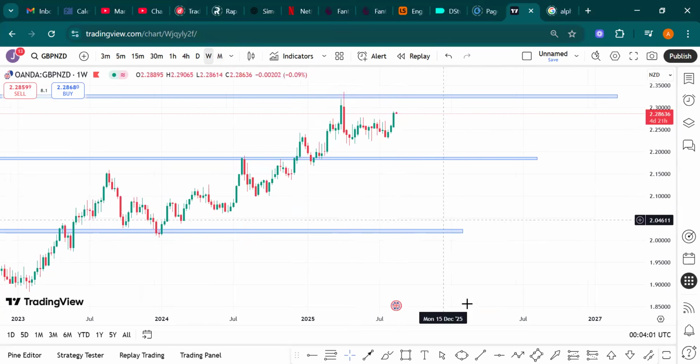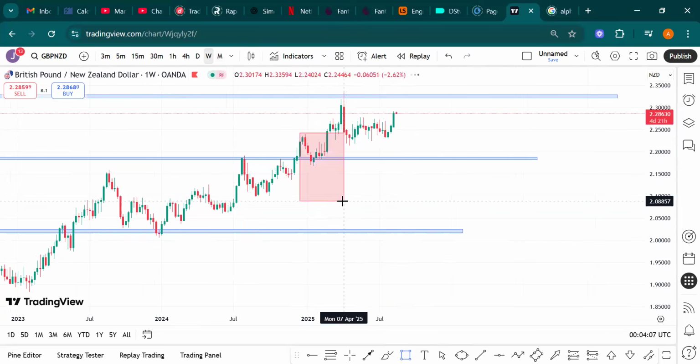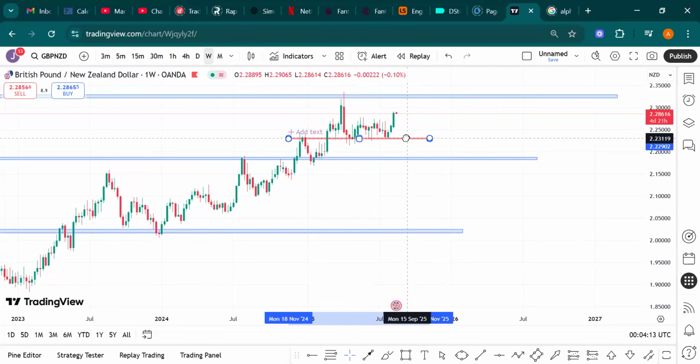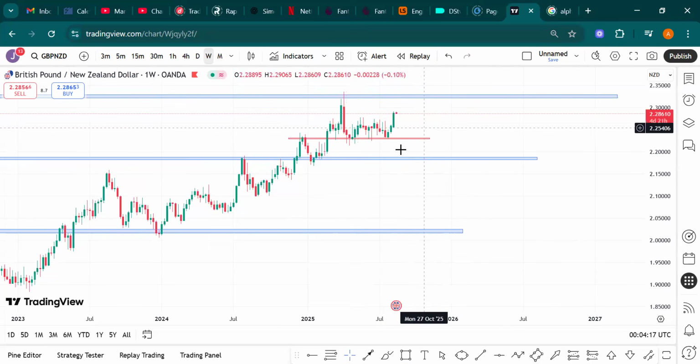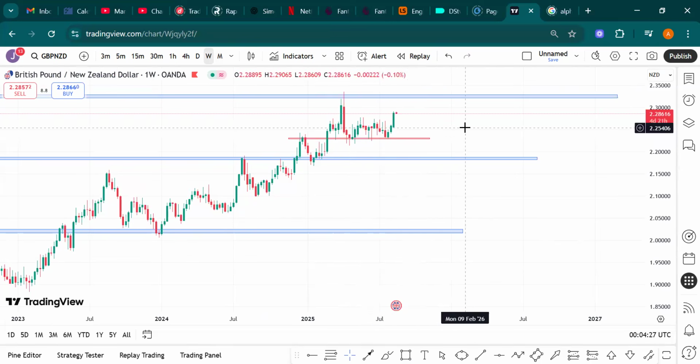So as a result of this range, I can come here now to include another zone here. So to map out this range. Now, why are we marking this range? Because each candlestick on this time frame, let's not forget, represents 1 week. So for several weeks, price got into the zone and was rejected. So that makes it a strong support zone.